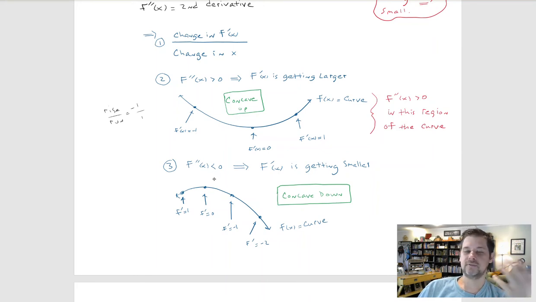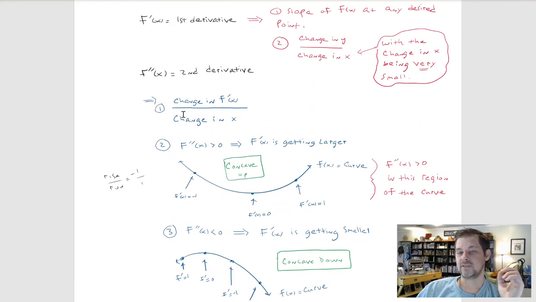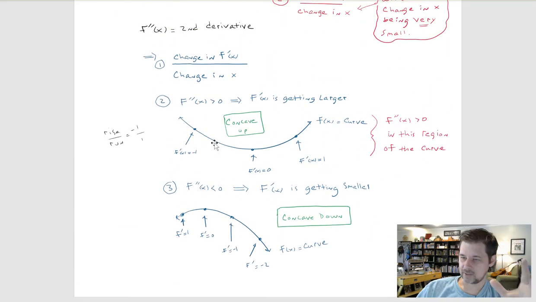So the associations are that if the second derivative is less than 0, if it's a negative number, that means that the first derivative, or the slope of the curve, is getting smaller, and the shape of the curve is said to be concave down. Those are the associations that I want to make with this meaning for our second derivative. Now let's do a problem where we can try to tie all this together.